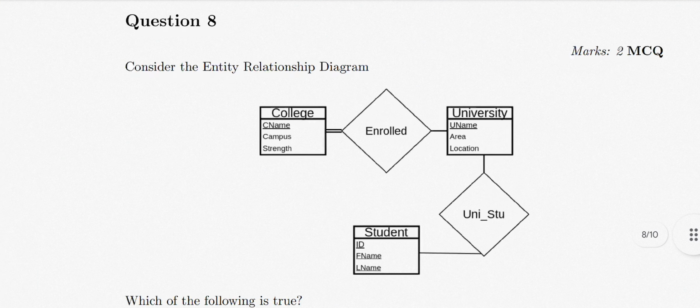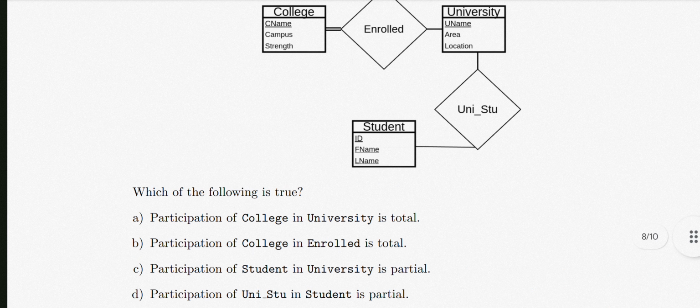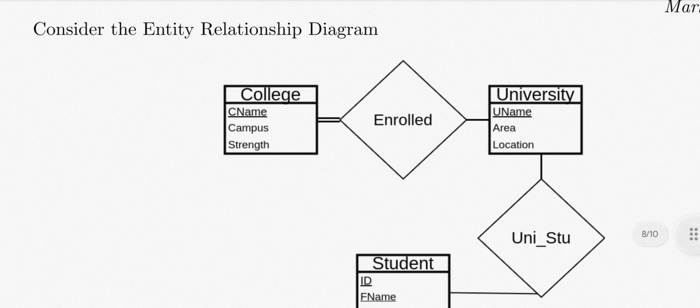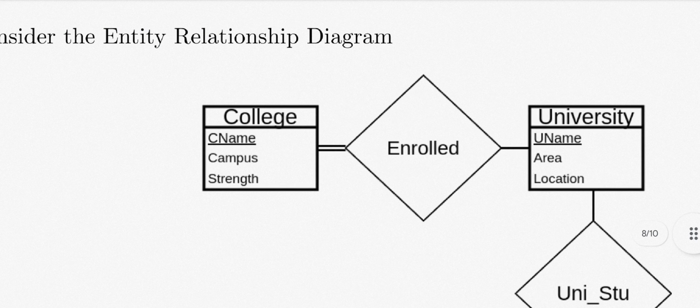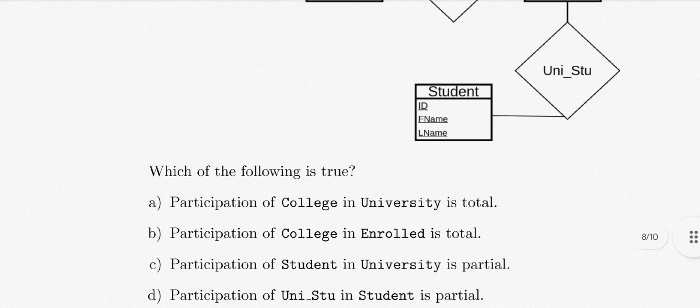In question number 8, which of these are true? Participation of college in university is total. We can't say that. We only say an entity's participation in a relationship, not the entity's participation in another entity. We can say a college's participation in the relationship enrolled. We can't say college's participation in another entity named university. So option A can't be the right answer.